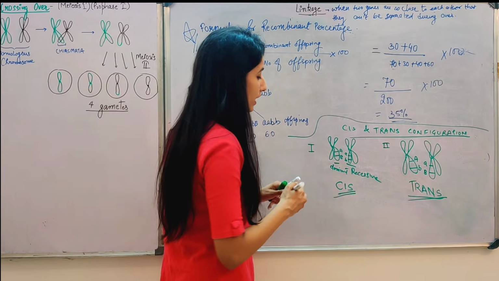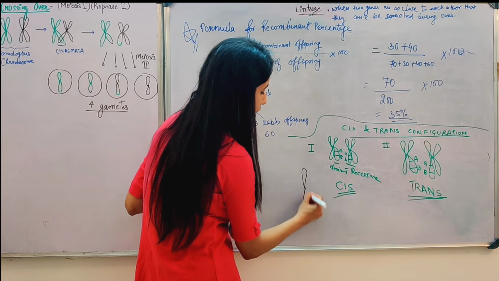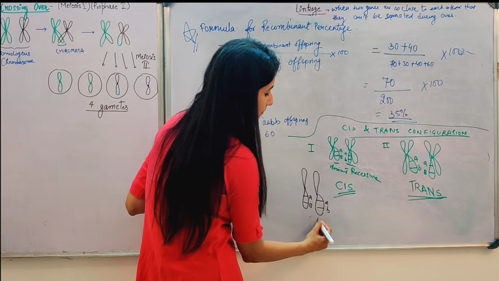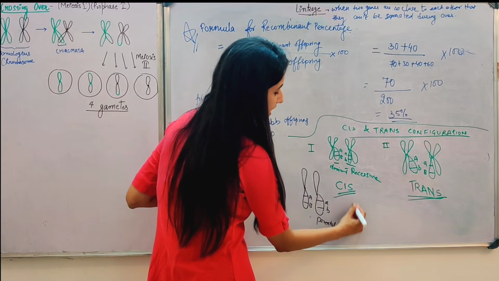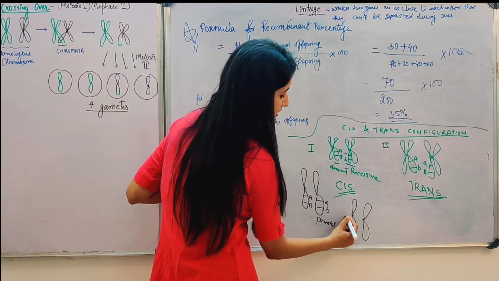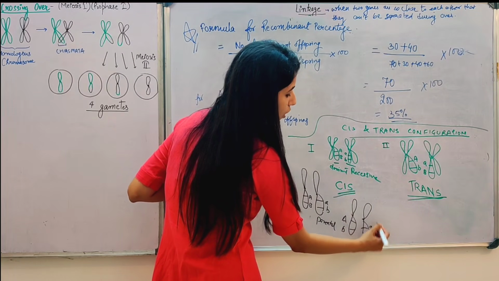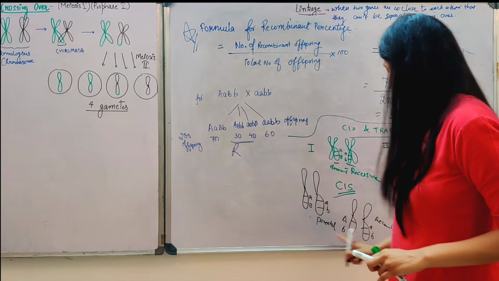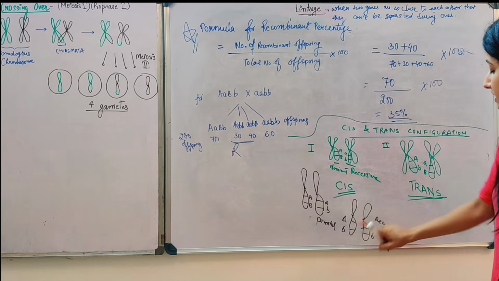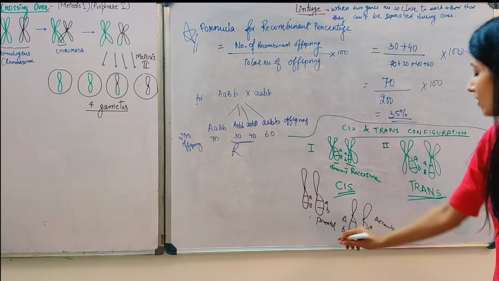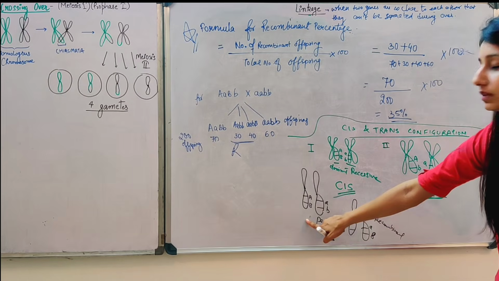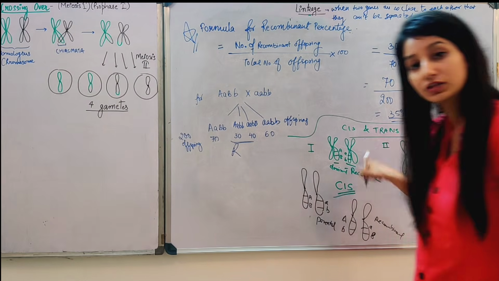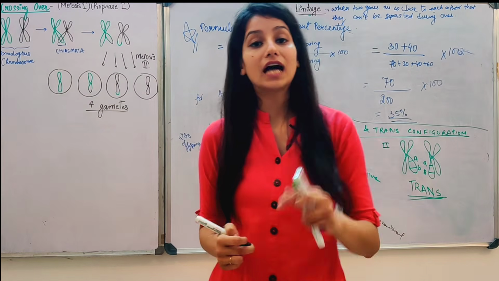So what will happen now? In this, the gametes with this type of gene structure will be parental type, while these types will be non-parental or recombinant type. But it will be totally vice versa in the trans. In the trans, these will be parental type while these will be recombinant type. So this is cis and trans configuration.